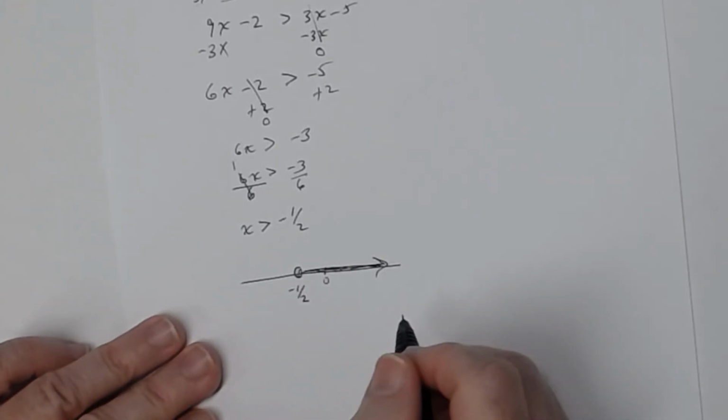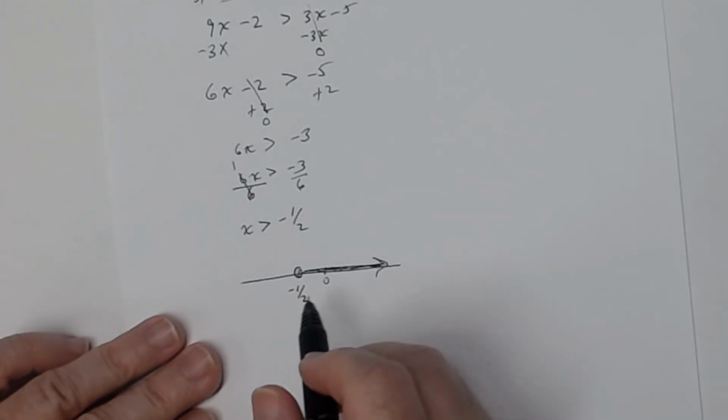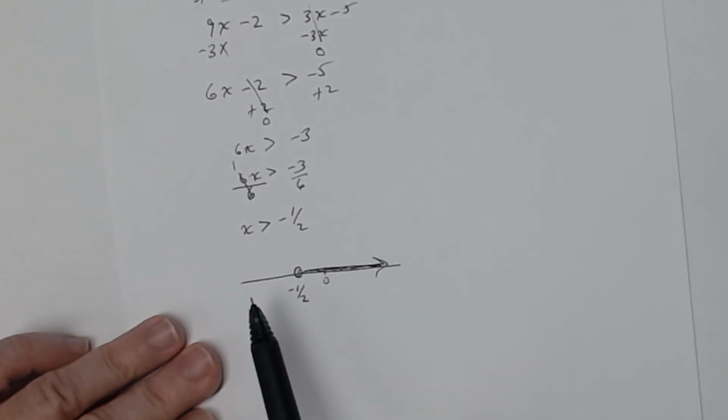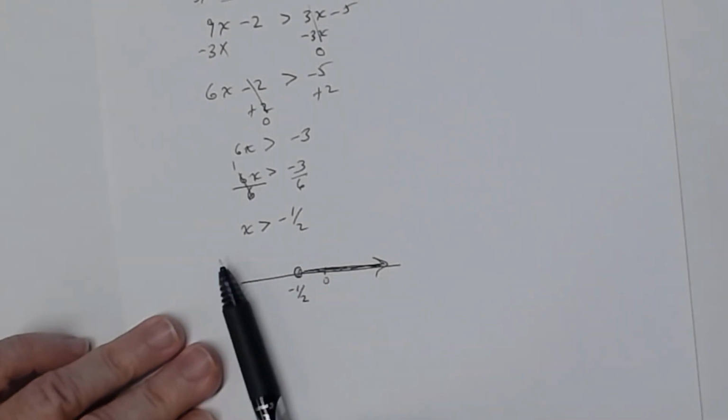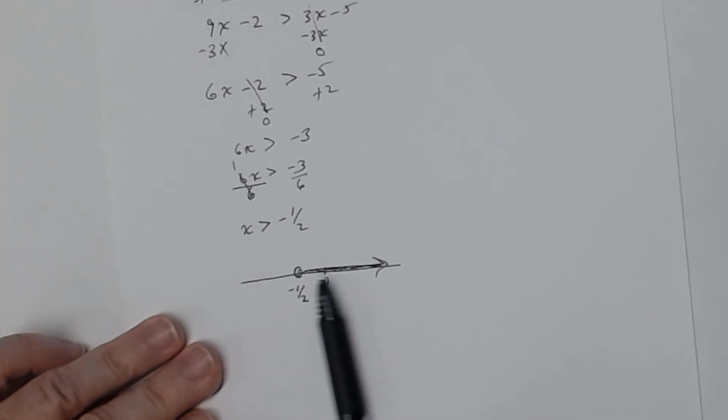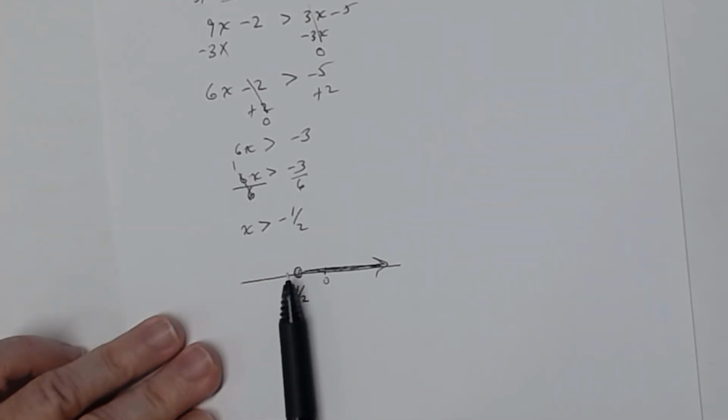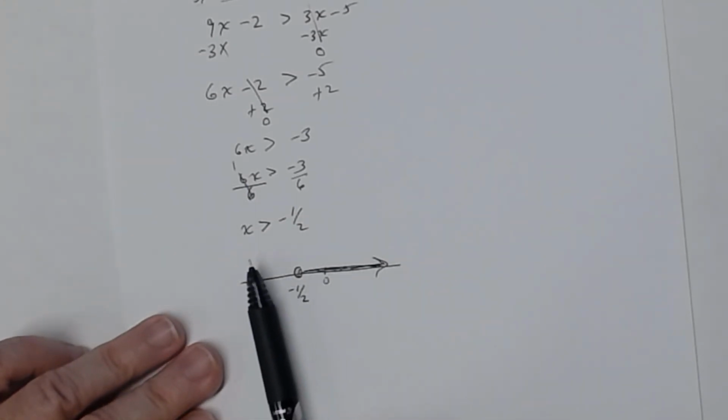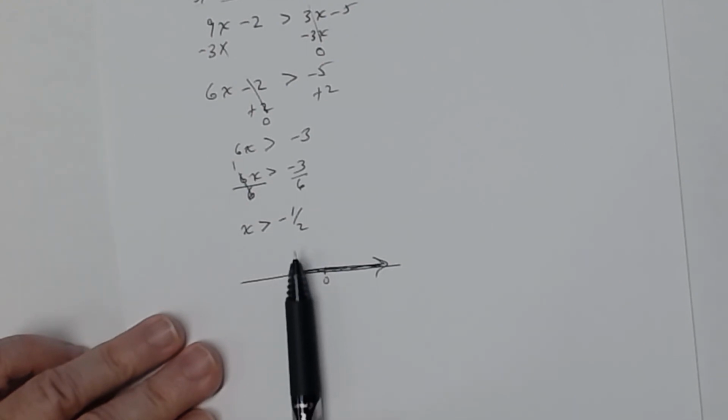Now you want to write the solution in interval notation. Interval notation means you're going to go from left to right. You're going to write your solution in interval notation going from left to right, meaning going from smallest to largest. So I'm going to start with this open circle, negative 1/2.